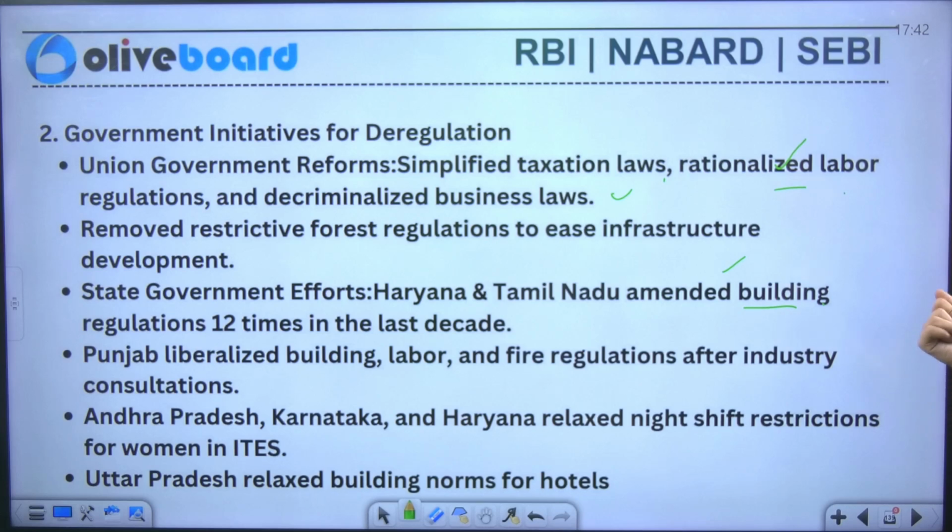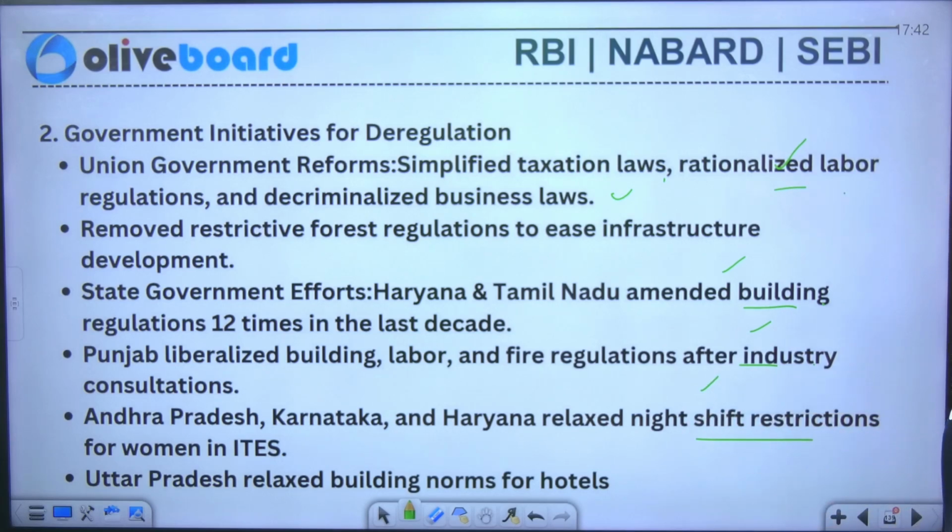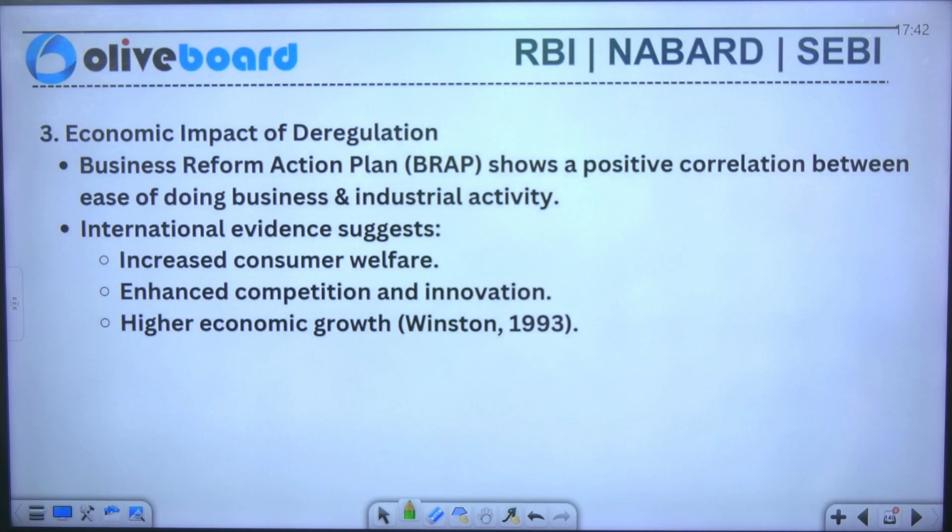Punjab ने क्या करा है? Liberalize building, labor, fire regulation after the industry concentration. And similarly if I talk about Andhra Pradesh, Karnataka and Haryana ने क्या करा है? It has relaxed night shift restrictions for women in ITs. Similarly जो उत्तर प्रदेश है, it has relaxed building norms for hotels. Now these are very very important steps for you. अगर कल को क्वेश्चन आता है पेपर में, so you can easily answer it.